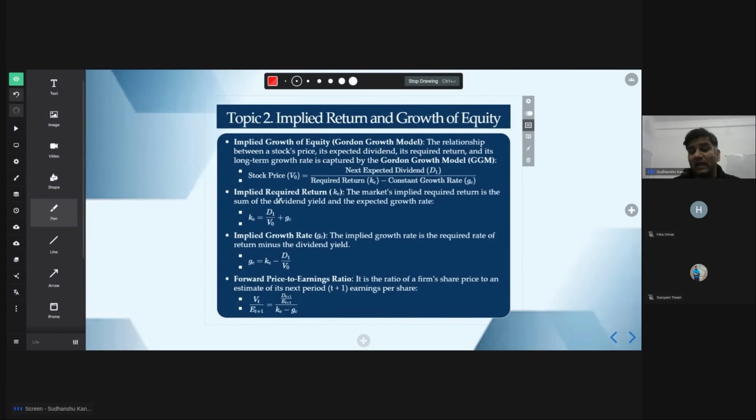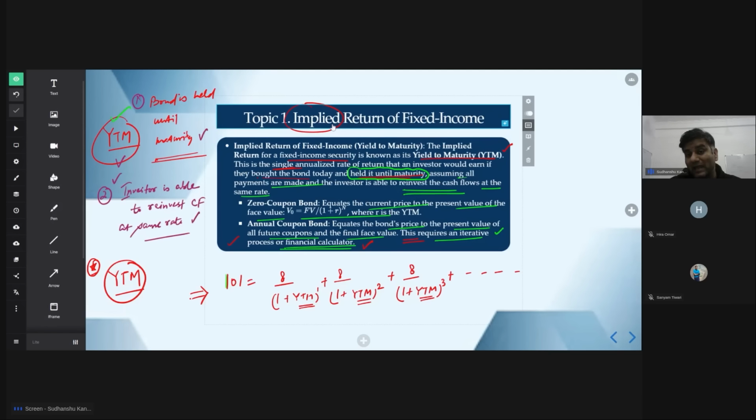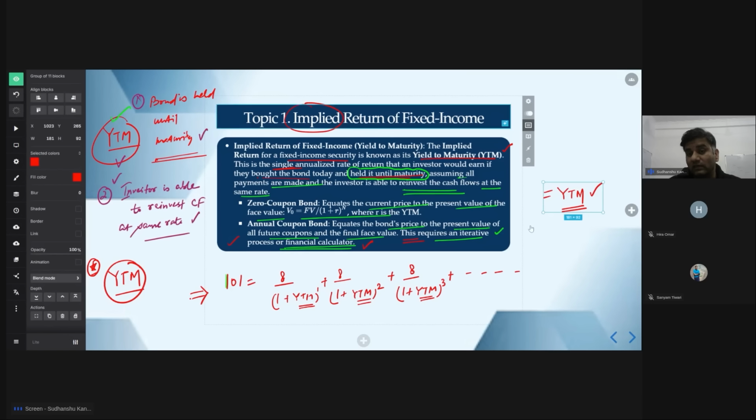Next one is implied return and growth of equity. Okay, so what was the previous one? What did we do in the previous one? We were looking at the implied return of fixed income, right? So we decided that the implied return of fixed income is YTM. If somebody asks you for the implied return of fixed income, treat that as YTM. Very straightforward. That is the implied return of fixed income.